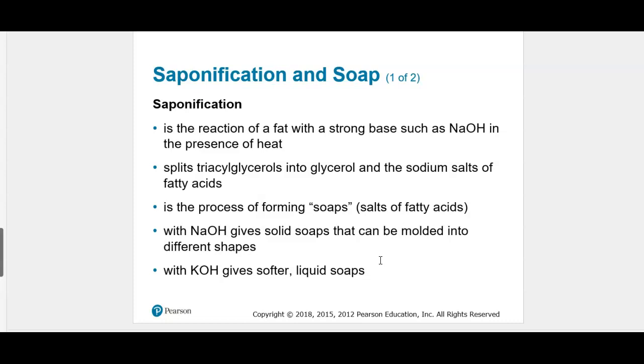Sodium hydroxide is going to give you solid soaps. They can be molded. They can be put into different shapes. Potassium hydroxide, you get liquid soaps. It's just a simple difference. So the bar soap is going to be mostly the sodium salts of these things. And soft soaps are going to be more liquid.